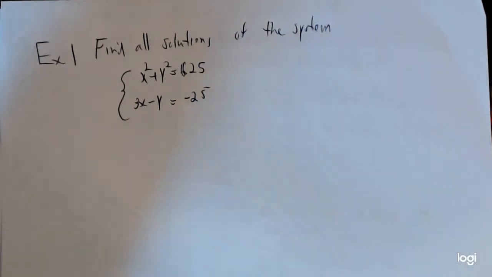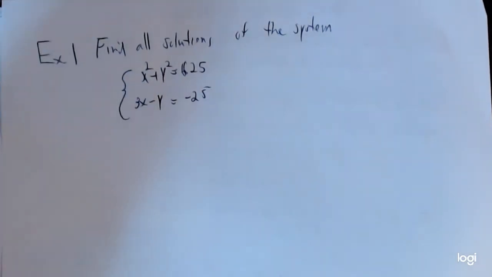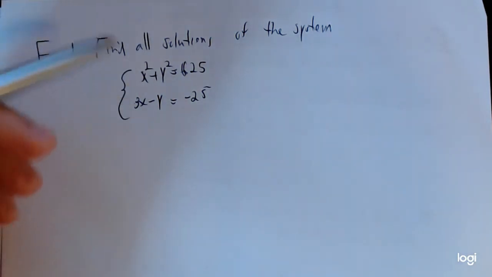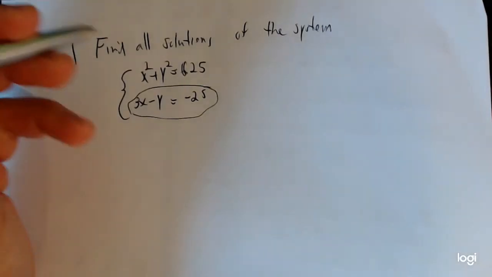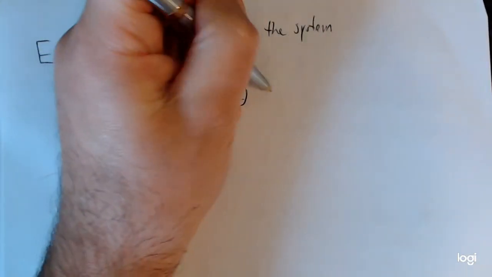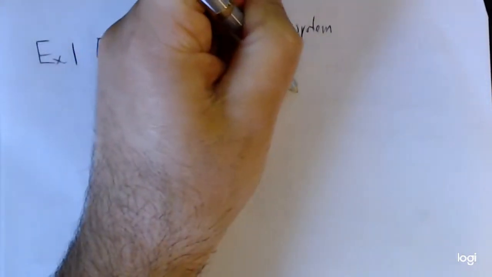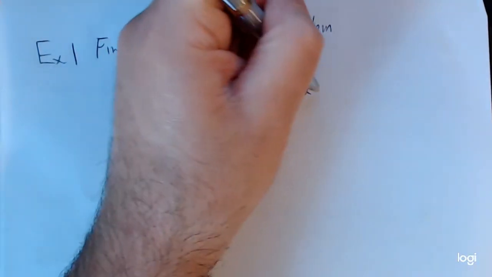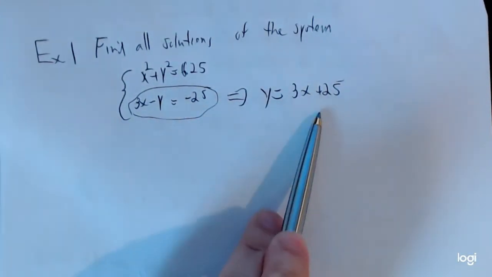So right away, what is it that we notice here? I don't want to use elimination because I don't see my variables that are the same. This is x, that's x squared, that's y squared, that's y. So what's the better approach? Probably using substitution. Now when I'm using substitution, I would rather grab this and solve for y. If I take that and solve for y, what does that become? y equals 3x plus 25. All I did was grab this and solve for y.